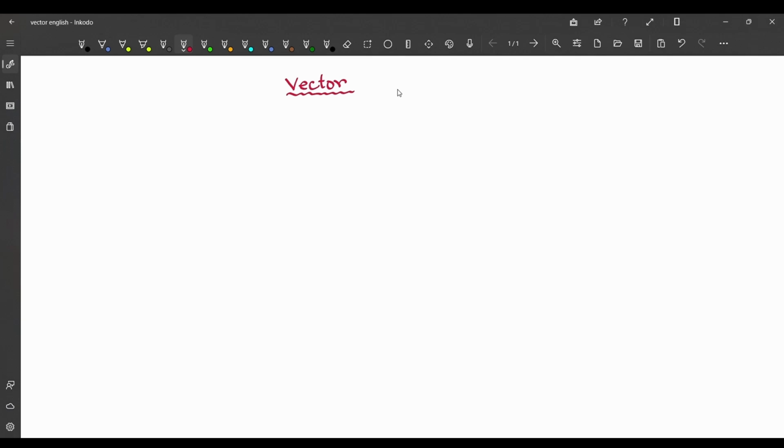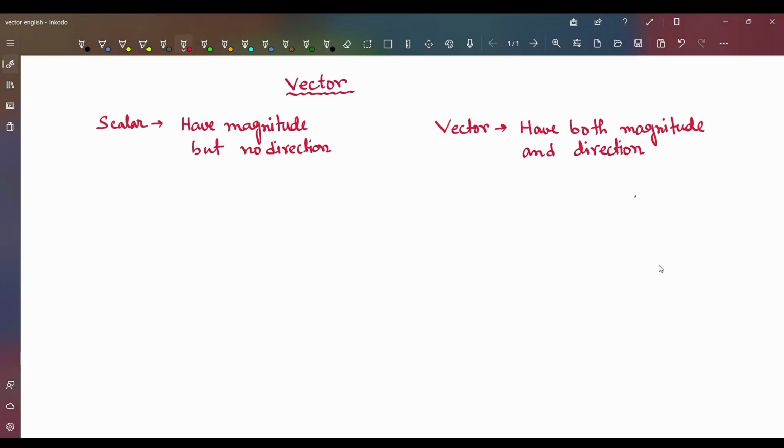Is it correct? Let's check it. Let us consider a block of mass 2 kg. We place another identical block over it. Therefore, the total mass of the system is 2 plus 2, that is 4 kg. Here direction is not required to represent the mass of the system.